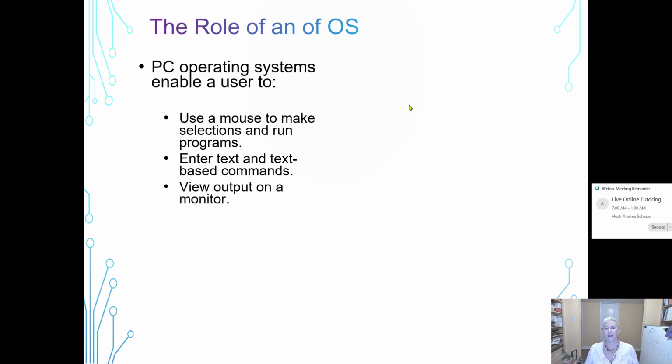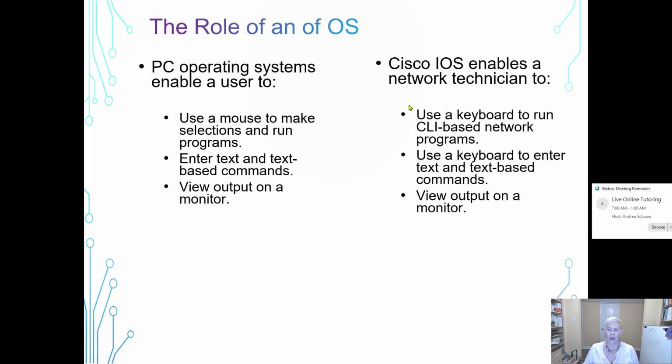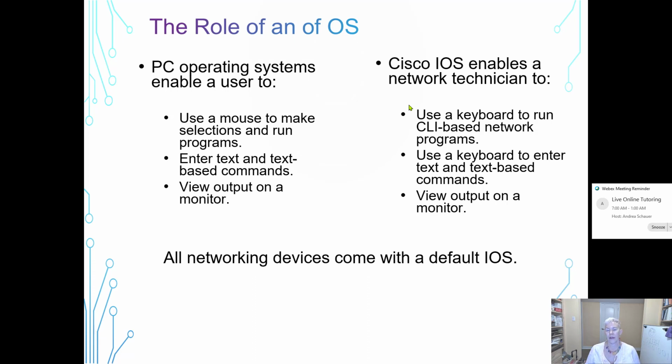And then also we can see output on the monitor. If we're using a GUI system, we'll see that on the web-based GUI image. If we're using the command line, we'll see that in the command line image. The Cisco iOS does the same thing. It enables a technician to use the keyboard so that we can run command line based programs. We can use the keyboard to enter text and text-based commands and view output on the monitor. It's exactly the same. All networking devices, when you buy one, will come with a default iOS.